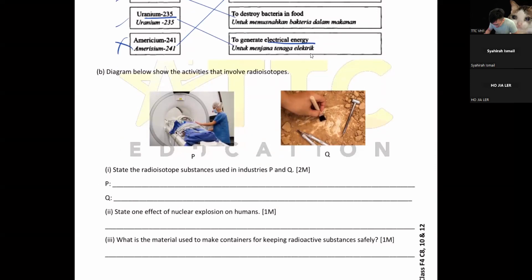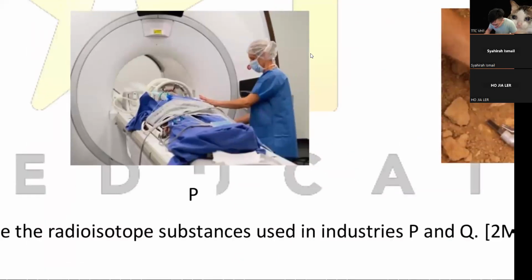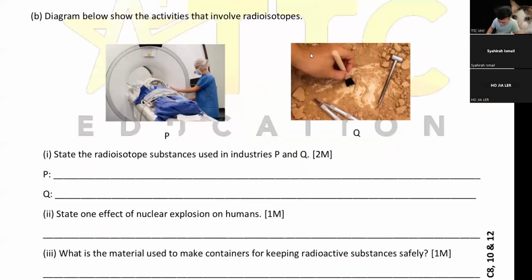Okay, next, radioisotope P and Q. What is P doing? Guys, this is not MRI. This is actually radiotherapy, where they use gamma ray to kill your tumor. So what do we use? We use cobalt-60. And Q obviously is a fossil, so we use carbon-14. Easy.